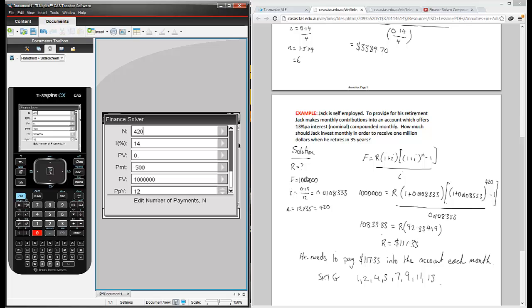The interest is 13% per annum nominal, and then if we tab down to PV, we know that the present value is 0. We go to payment and press enter, and we find that Jack needs to put $117.33 into his account each month if he is to get $1 million after 35 years.